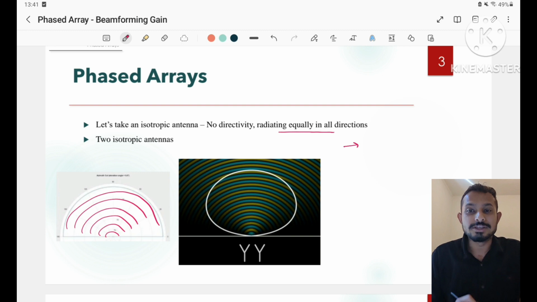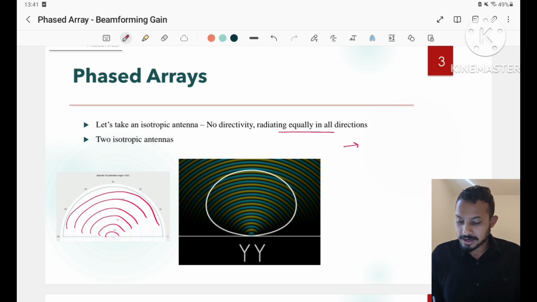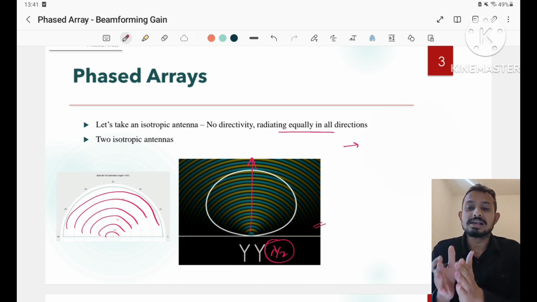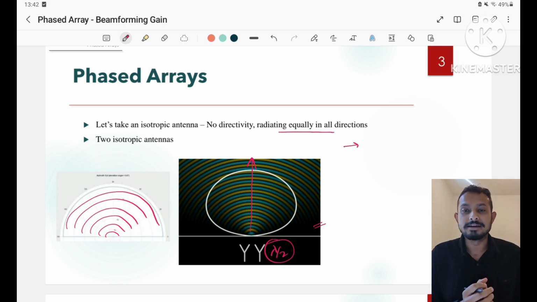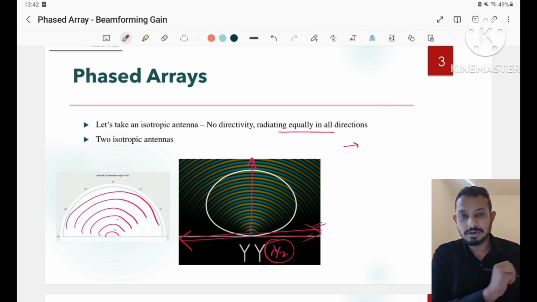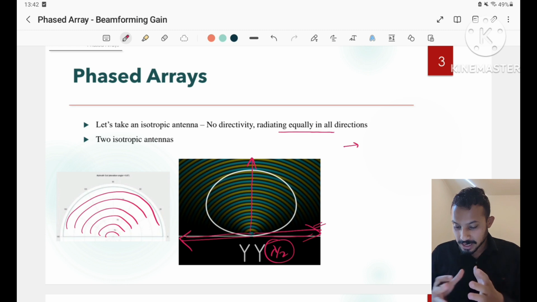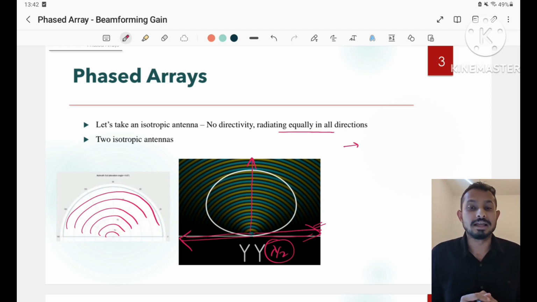Now if we take two isotropic antennas radiating exactly the same sine waves, placed lambda by 2 apart, this is the radiation pattern that we obtain. We can see that in the boresight direction, the two signals are perfectly in phase with each other. That means both are high or low at the same time, and they constructively add in this direction. Whereas in the horizontal direction, the two waves are exactly out of phase with each other and they cancel out, and very little energy is there in this direction.